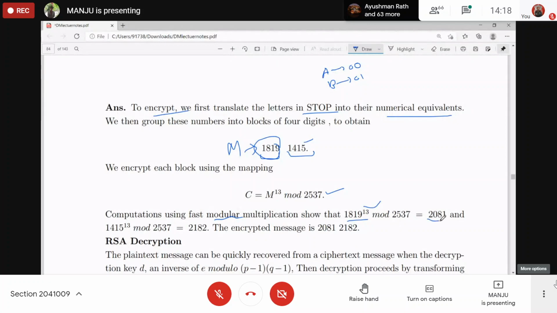So we got 2081. And the second block will give you M raised to power E modulo N, where N is 2537. This gives you 2182. So the encrypted message for STOP will be 20812182. Okay, under the RSA system where N is 2537 and the key E is 13. Clear?